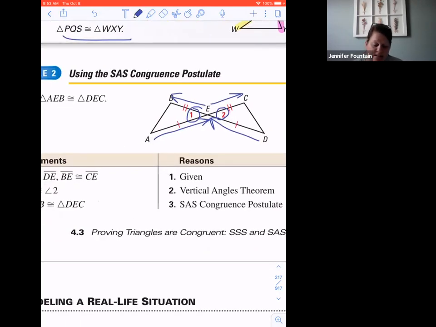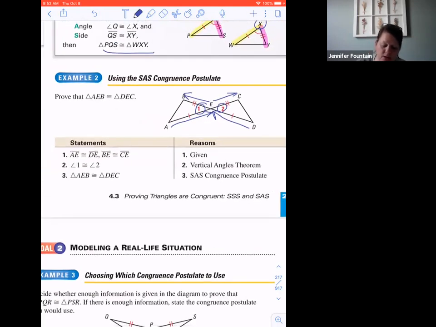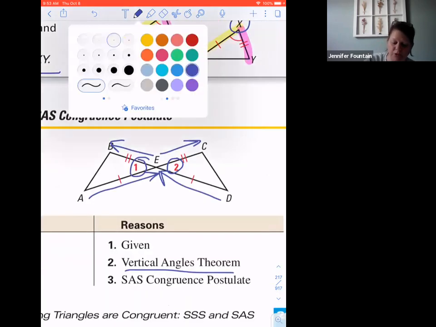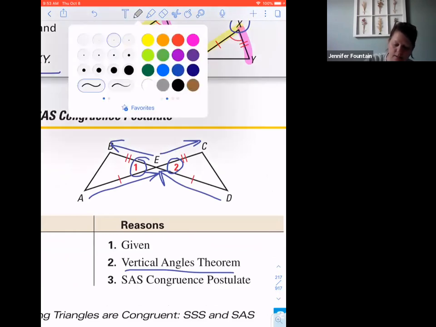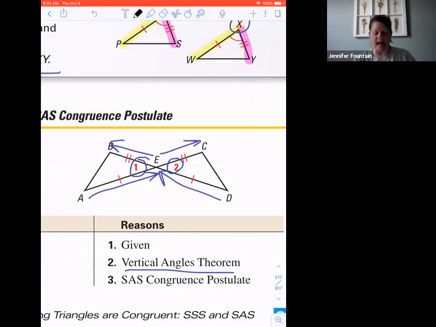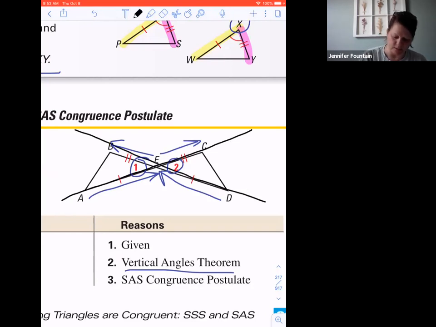Also, we have the given, and then we can look at angle 1 and angle 2, and we know that those are congruent by the vertical angles theorem. Remember, my vertical angles have the same measures. If I were to picture these instead of triangles, I could picture these as lines. I could extend these out, and I could say that this is a line here, and this is a line here.